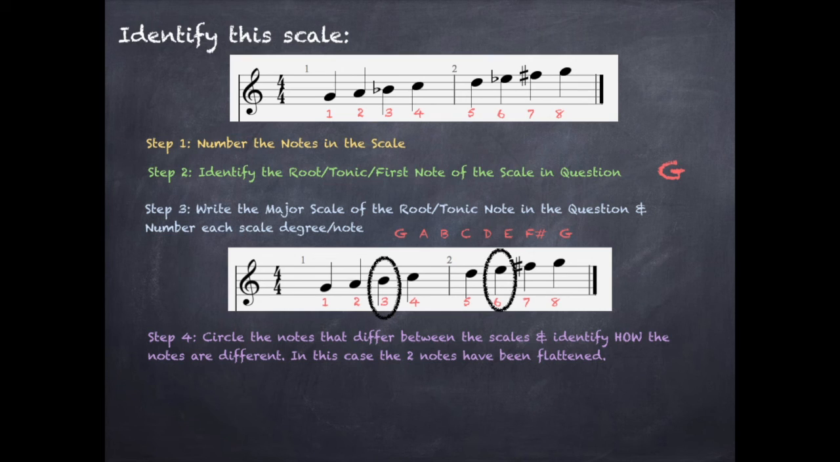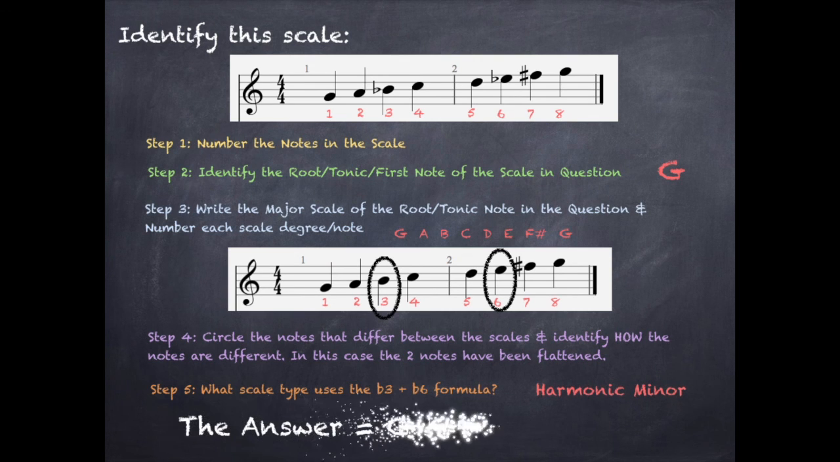Step 4 is we circle the notes that differ between the two scales and identify how they are different. In this question, there are only 2 notes that are different, the third and the sixth, and these have been flattened. What scale type uses the flat 3, flat 6 formula? The answer is harmonic minor. So when we combine step 2 and step 5, we get our answer, which is a G harmonic minor scale.